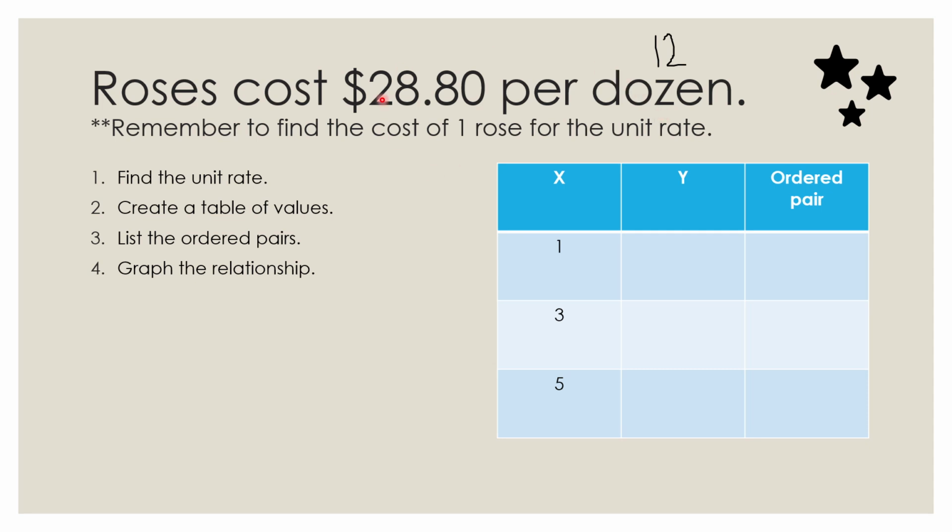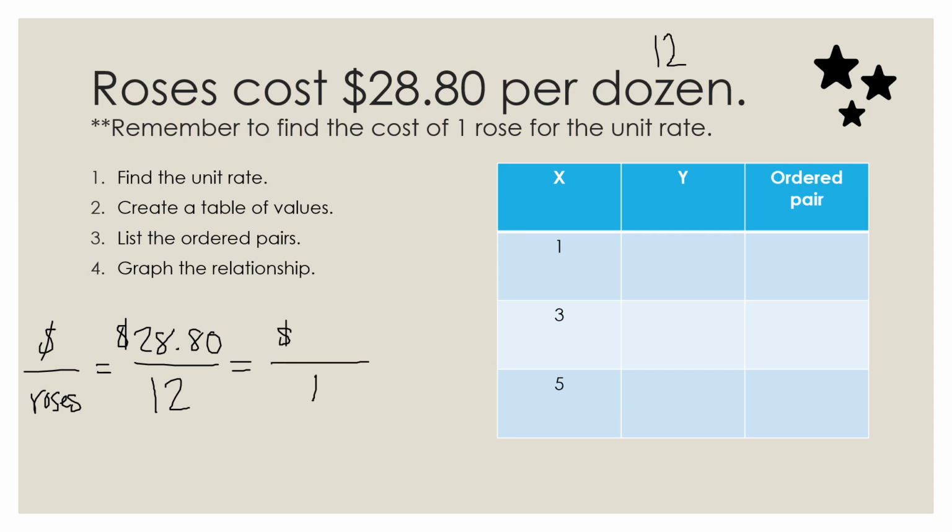So that means to find our unit rate, let's first set up this rate. So we have $28.80, and that's going to go on top, okay? So we're going to be setting it up as dollars to roses. Dollars to roses. So I have $28.80 to 12 roses because there are 12 in a dozen. But I want to know, what is my dollar cost for 1 rose? And that will become our unit rate.